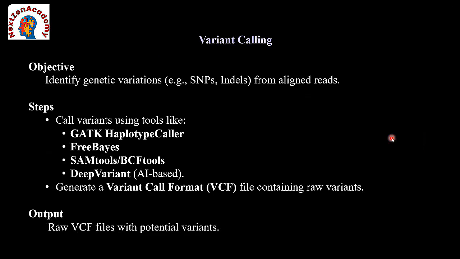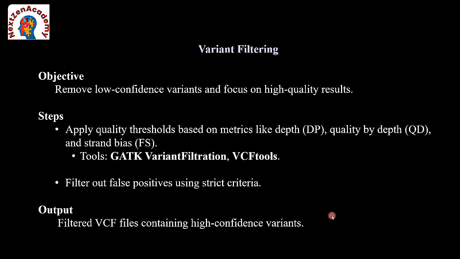The major step now is to identify the genetic variants. The major tools are GATK HaplotypeCaller, another one is FreeBayes, another is SAMtools and BCFtools, and another is called DeepVariant, which is AI based. All these different tools help to call the variants, and the end product is to generate the VCF file as the output. The raw VCF file is the end output.